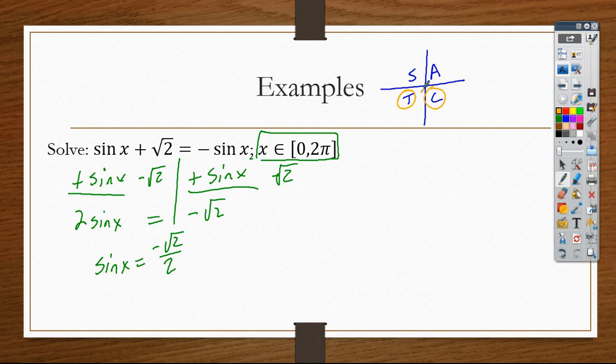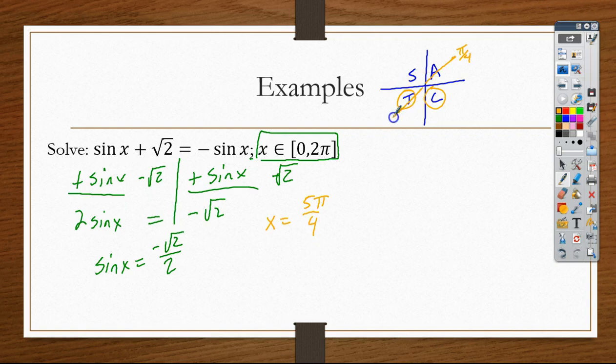So then I have to think about, okay, in my reference angle zone, where is sine of x equal to negative square root of 2 over 2? And that happens here at pi over 4. So I want the same reference angle, pi over 4, here in the third and fourth quadrants. So which one is that over here? That's when x is equal to 5 pi over 4.